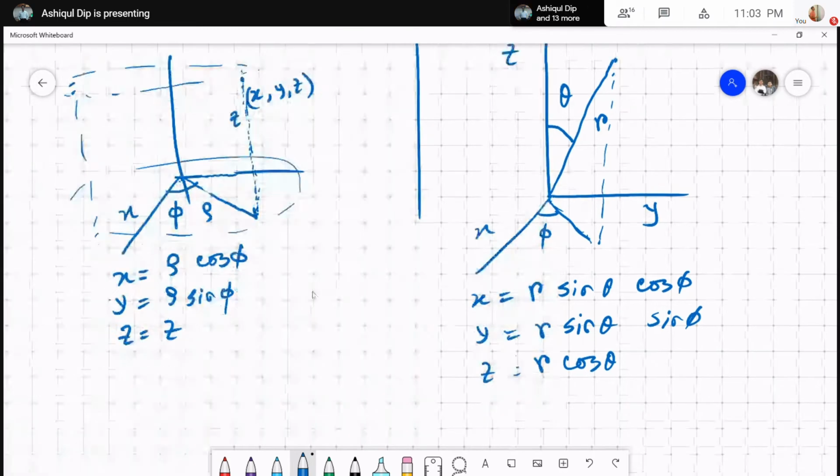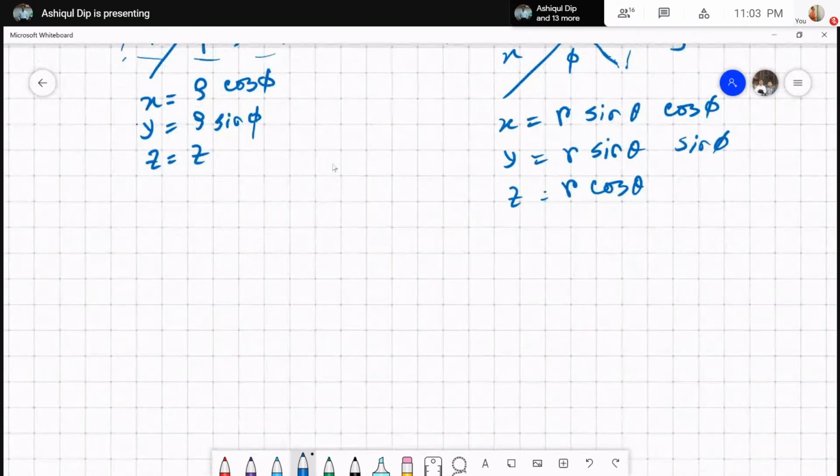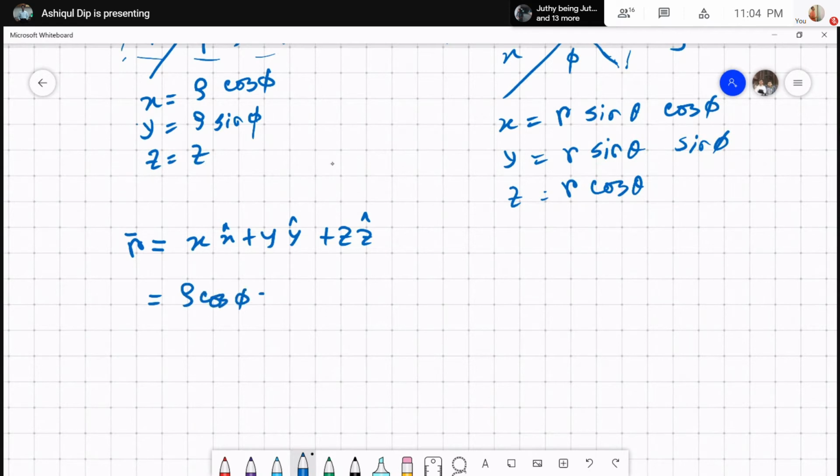How about using these? We know there are many good behaviors of Cartesian coordinates. So we start by writing our position vector in terms of Cartesian coordinates, that is x x hat plus y y hat plus z z hat. Then to transform it into cylindrical coordinates, we just plug in these expressions. So it gives us rho cosine phi x hat plus rho sine phi y hat plus z z hat. This is our r. Then we take the derivative with respect to t to find velocity.